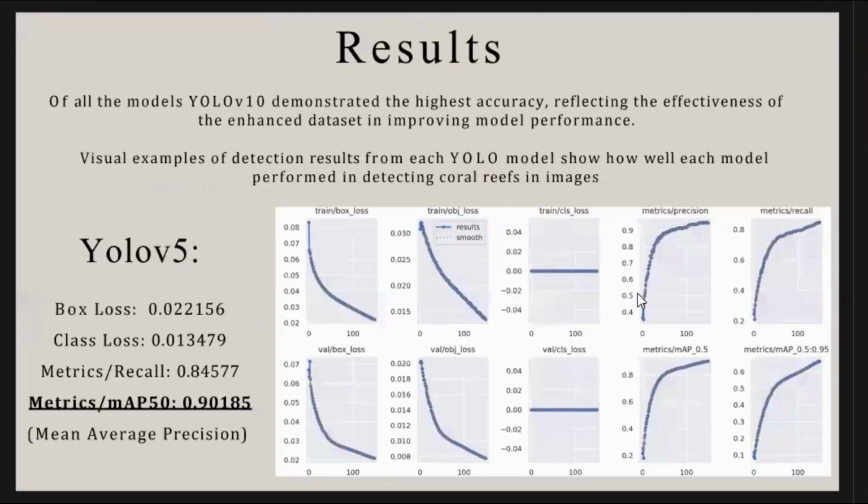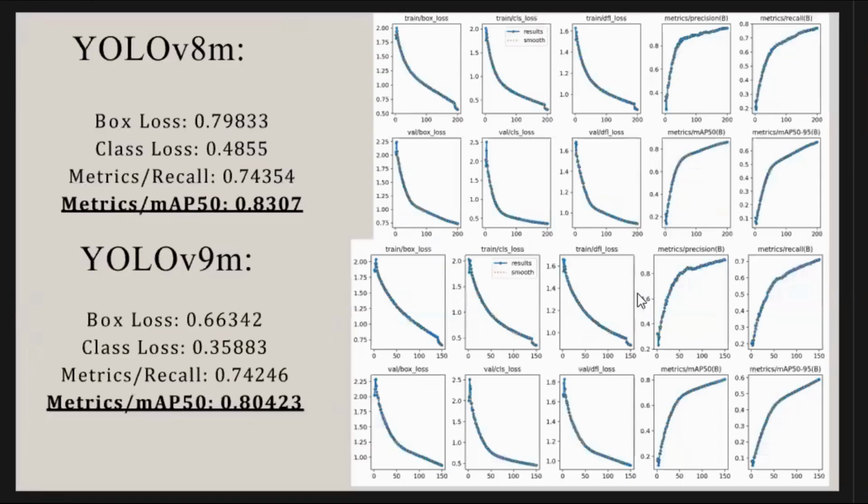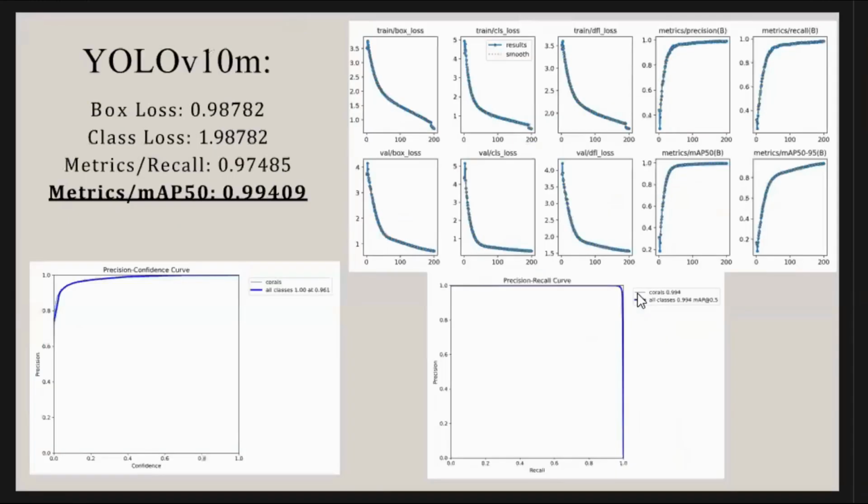The results are as follows. The first model we used was the YOLO V5 model, which gave an accuracy of 90%. The second model was the YOLO V8 model, which gave an accuracy of 83%. And the YOLO V9 model gave an accuracy of 80%. The best accuracy was given by the YOLO V10 model, which was 99.4%. As you can see, the precision-confidence curve is nearly perfect.